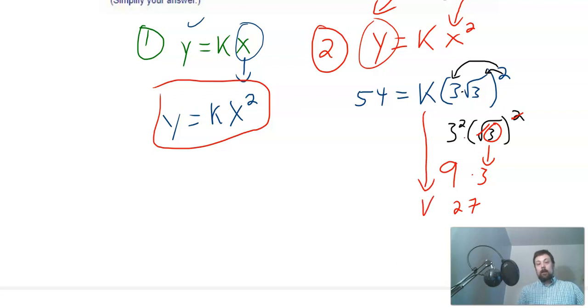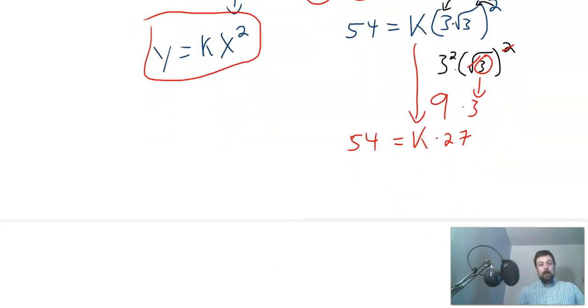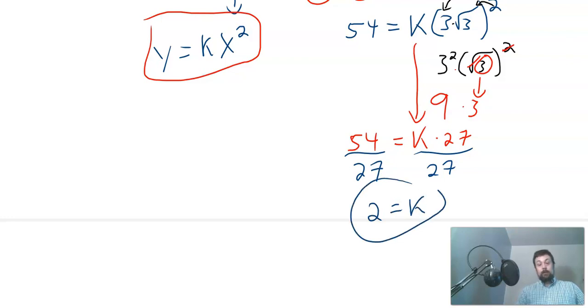The k copies down now that we have that figured out, and it's still going to get multiplied to the 27, and it's still equal to 54. Now we can solve for k by dividing 27 to the other side. And this actually works out nice. So even though the numbers were a little bit unpleasant, once we get to this point, we just get k is equal to 2.